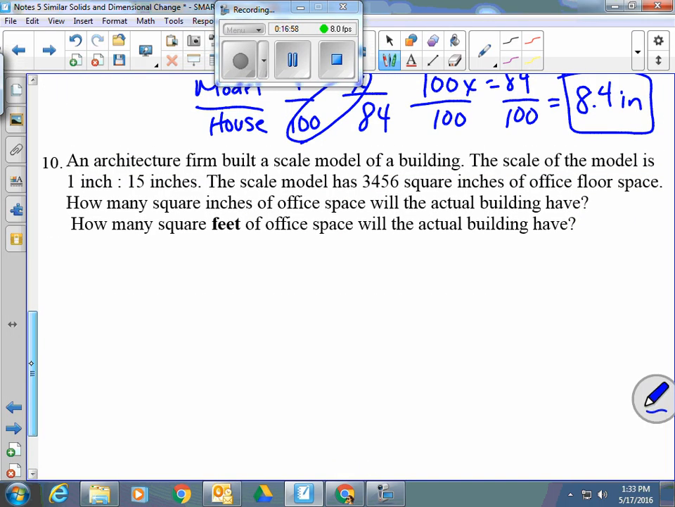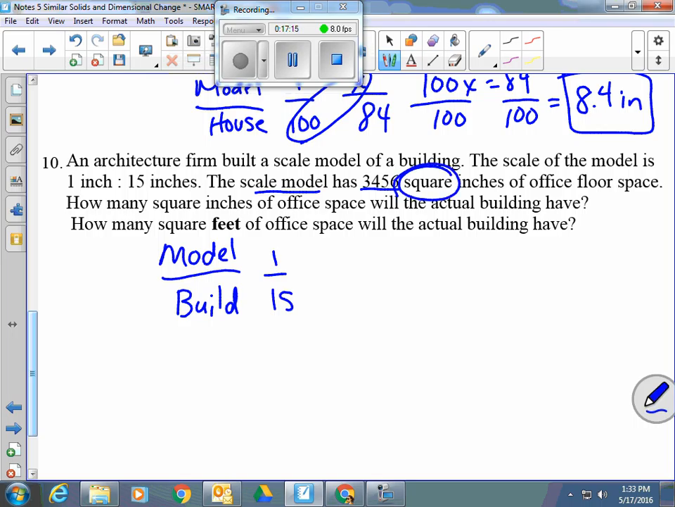On the next one, they have a model and they have a building. Right? It says that we have 1 inch for every 15 inches. And then it says the scale model is 3,456 square inches. What does that mean? What are we talking about there? Area. That means I need to square this. So this is actually going to become 1 over 225. The model is 3,456. We're looking for the building.